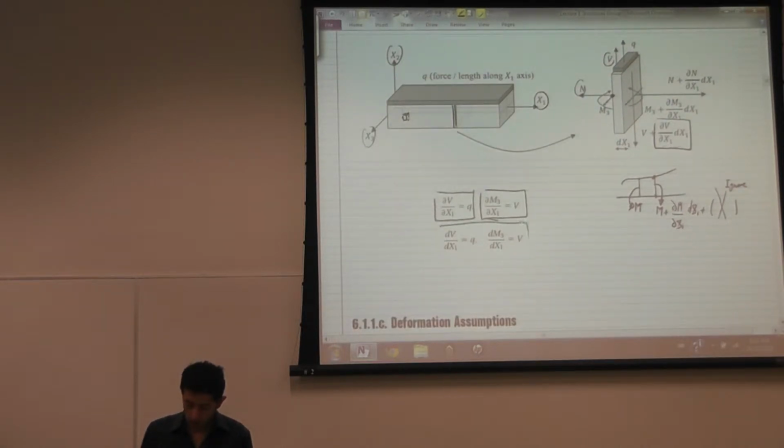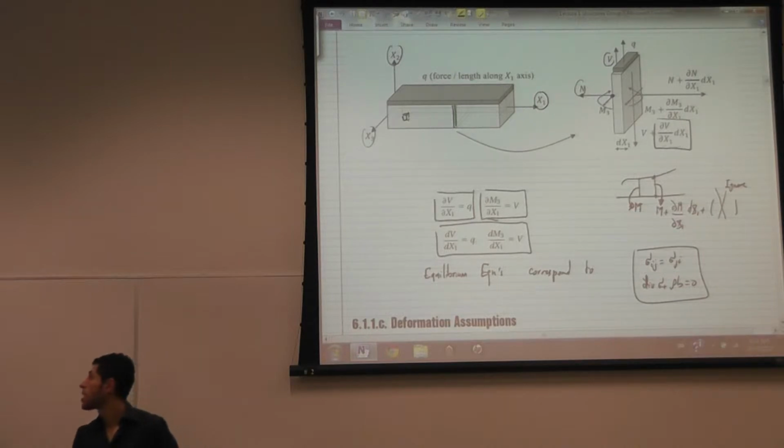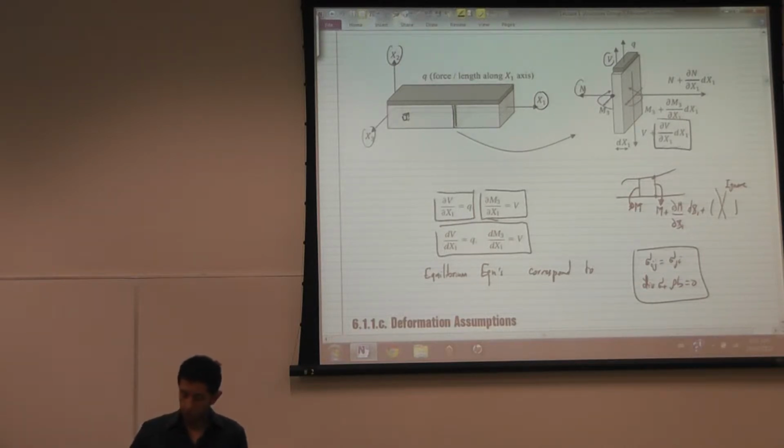So these are the equilibrium equations. They correspond to sigma_ij equal to sigma_ji, and divergence sigma plus rho b equals 0. Those two equations, the equilibrium equations, sum of forces equals 0 and the stress is equal to its transpose, are equivalent to those two equations, just the same principles, but after we did some integration and certain assumptions, we reached those equations that apply to a beam.